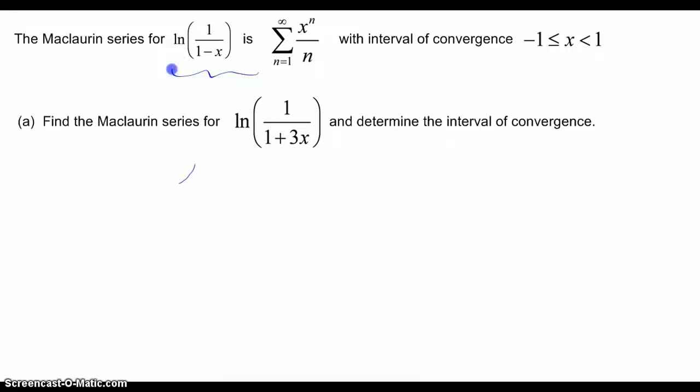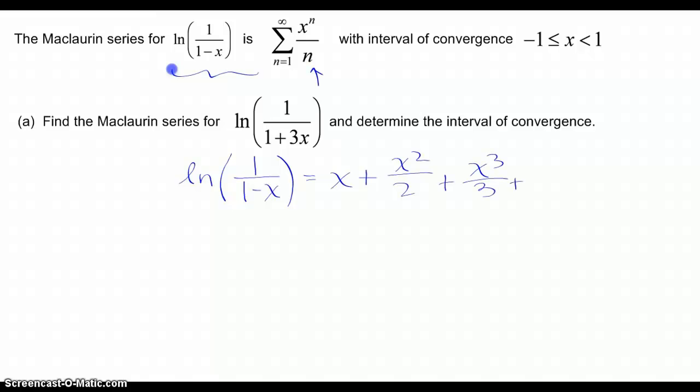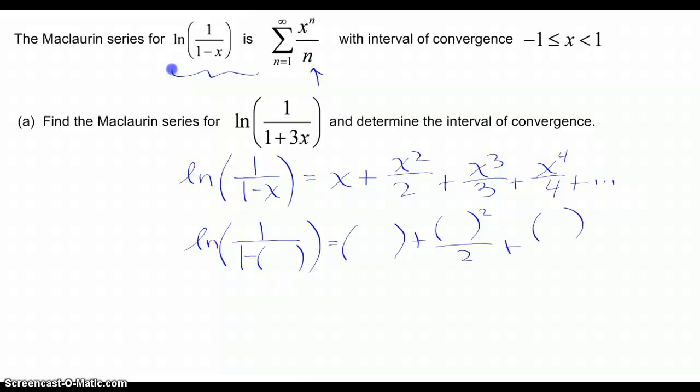So we know that the natural log of 1 over 1 minus x is going to equal, starting at n equal 1, x plus, at n equal 2, x squared over 2, and so forth. No factorials. And so we're going to take what we know about this function and its corresponding series, and everywhere there's an x, we're going to make a change.